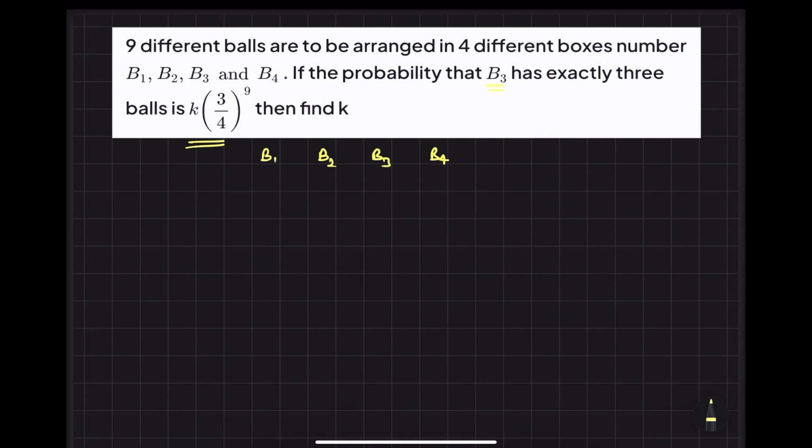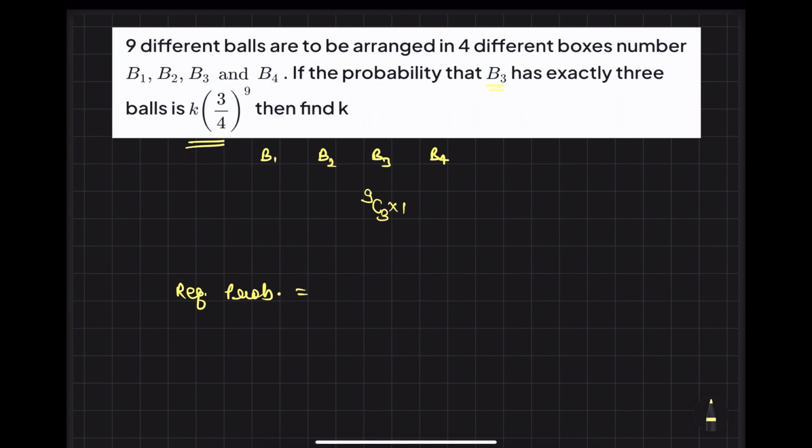So suppose that you have 9 balls. Out of 9 balls, first you will select 3 balls from the 9 balls, and you will place them in bag number 3. So in how many ways can we do it? 9C3 into 1. Now the remaining balls, there are 6 balls. So the first ball has how many choices? 3 choices. They can be put into bag B1, B2, or B4.